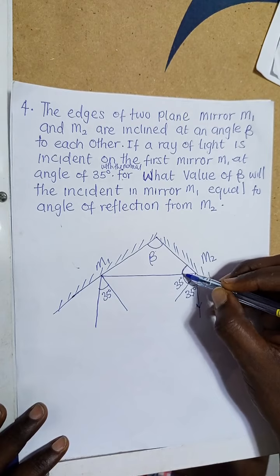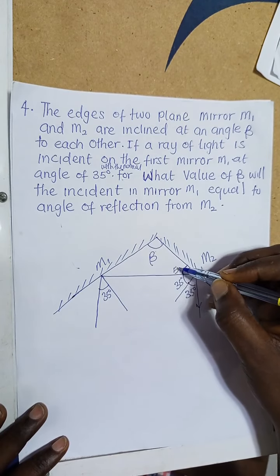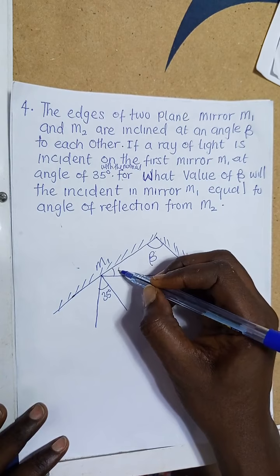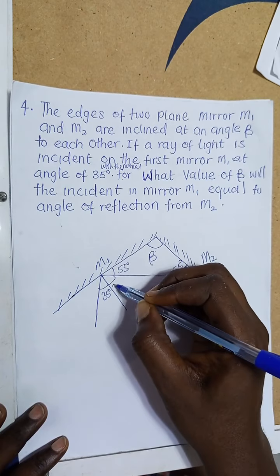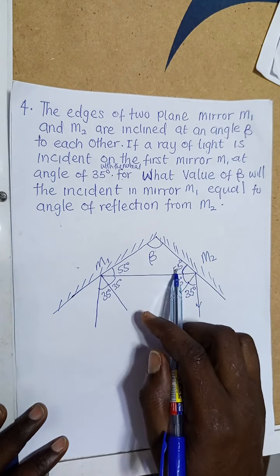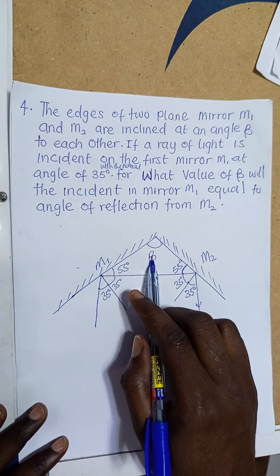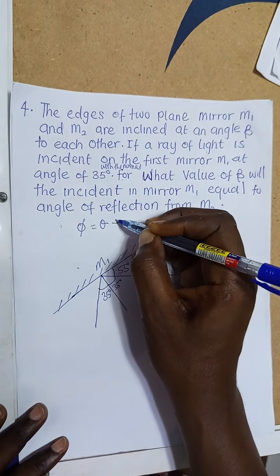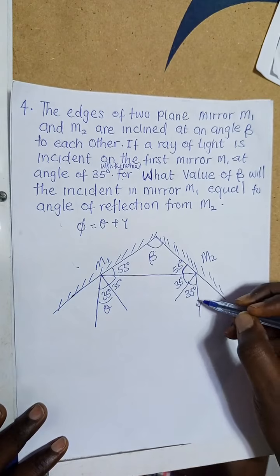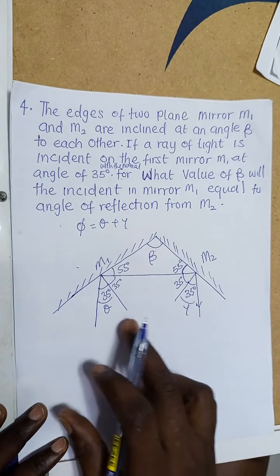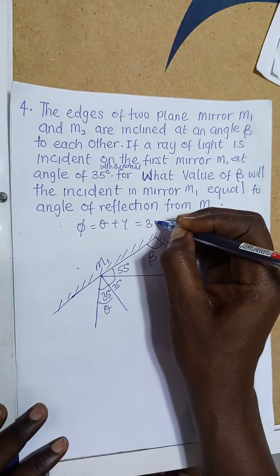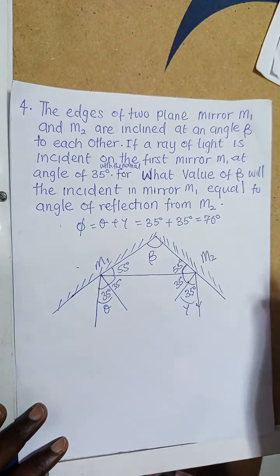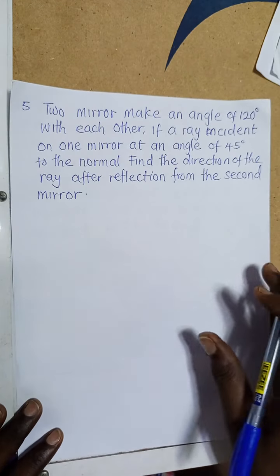Don't forget, here will be 55 degrees, and here will also be 55 degrees. If you add this and this together and remove from 180, you get this one, that is 70. Or you use the formula I gave you, phi equals theta plus gamma. This is theta and this is gamma, so you add these two together to get 70. That gives 35 degrees plus 35 degrees equal to 70 degrees. That is done.